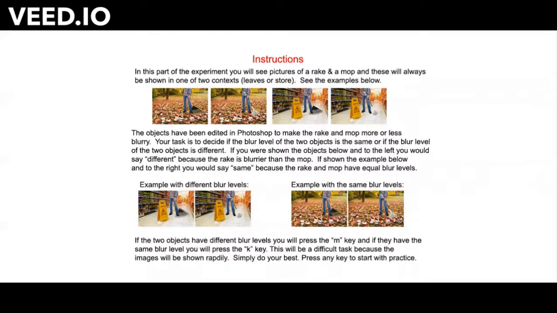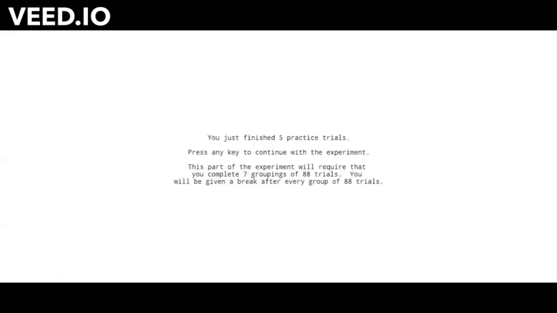You don't need to memorize that. On every try, you're going to get a key for making those decisions. This will be a difficult task because the images will be shown rapidly. Just do your best. So let's start with some practice. That was 5 practice trials. You are going to do 7 groups of 88 trials. And then after that, you're going to do the same thing, but with the other objects.